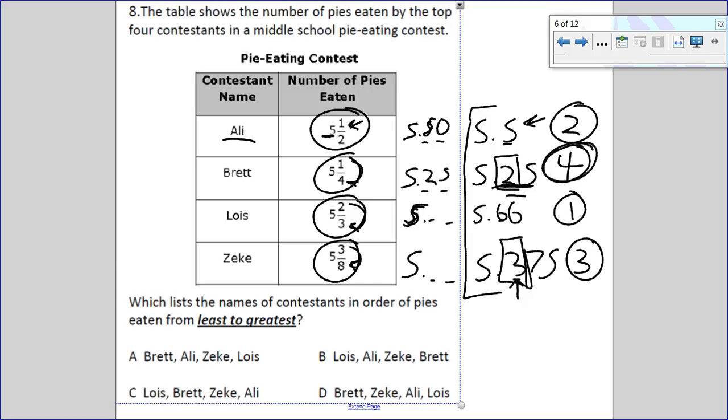So if this person came in last, they eat the least pie, so they're actually going to be first in our list, okay? And then we go down from there. So this is the second person. So it looks like it's going to be Brett ate the smallest. Then Zeke. And then we go to, or excuse me, I'm sorry, not Zeke. Wrong one. Ali.